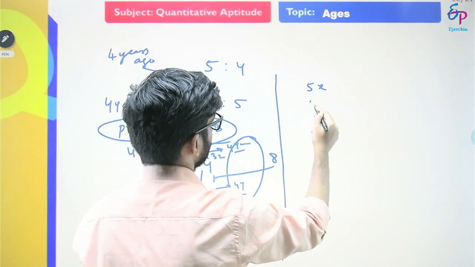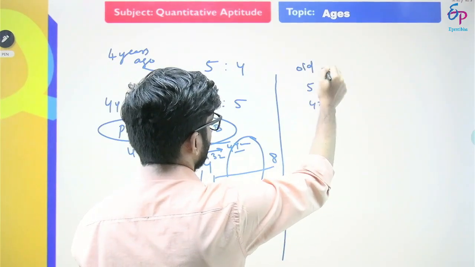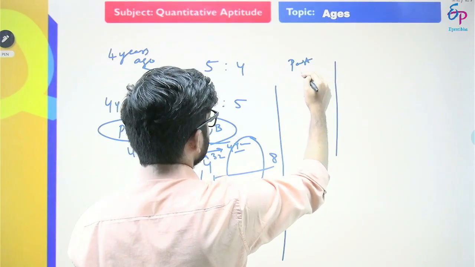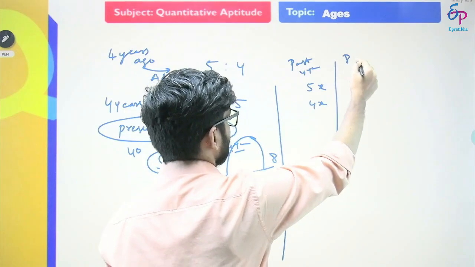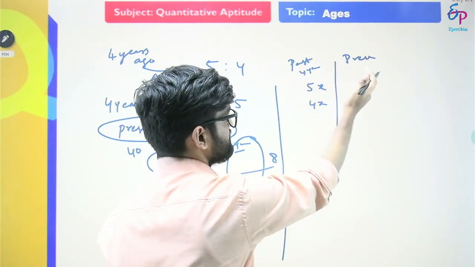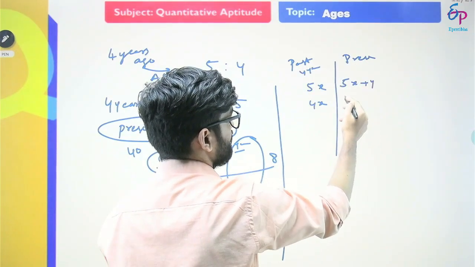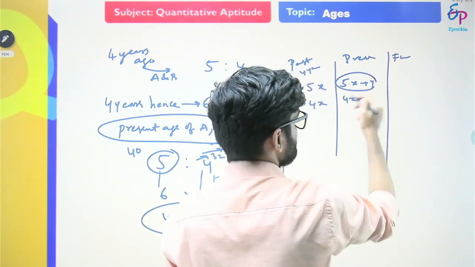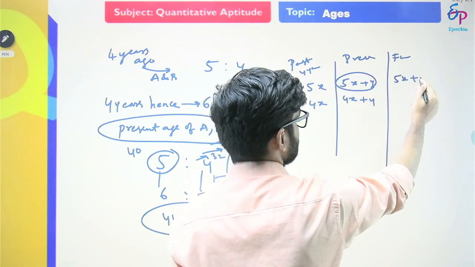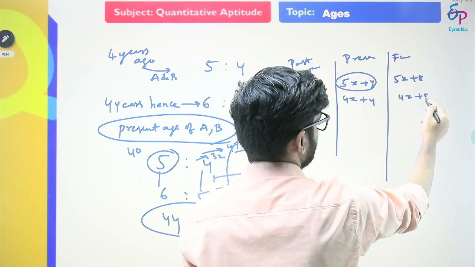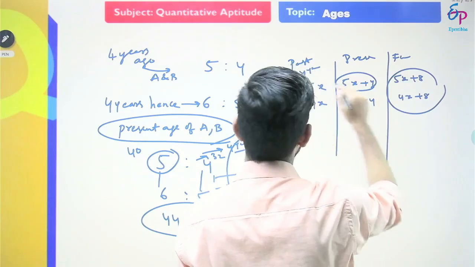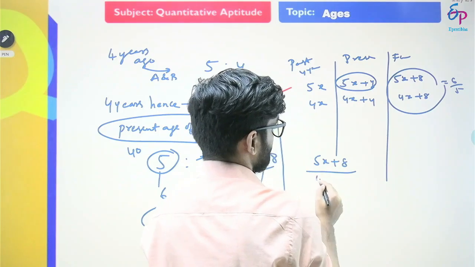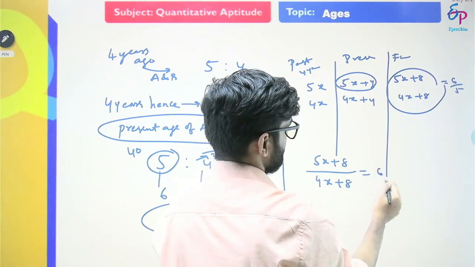5x and 4x are the old ages, that means ago, that is past. 4 years ago, I will take this as 5x and 4x. Present, from past to present means you have to increase the value by 4: 5x plus 4 and 4x plus 4. Now future, after 4 years: 5x plus 8 and 4x plus 8. This ratio is in the form of 6:5. So let me write 5x plus 8 by 4x plus 8 is equal to 6 by 5.